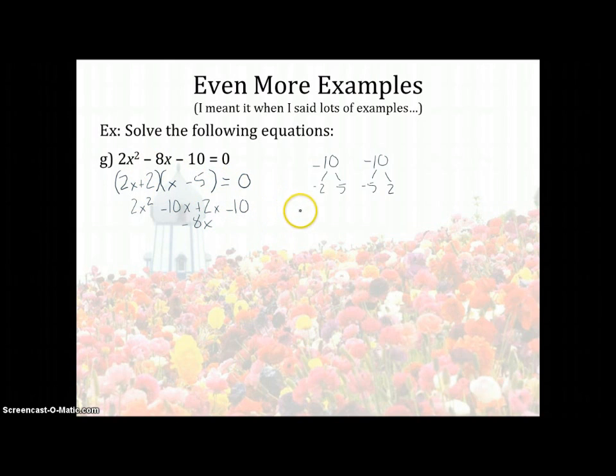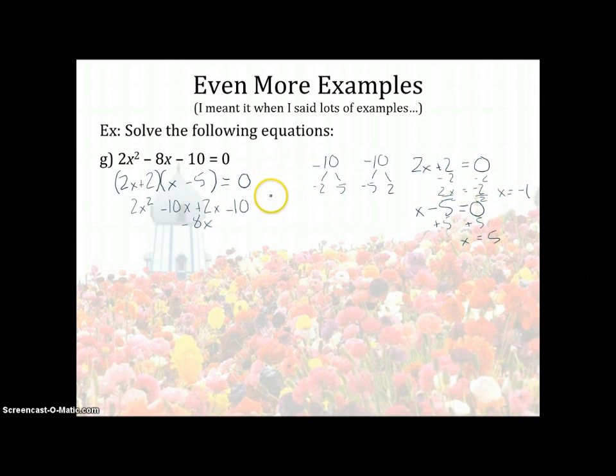We now need to solve 2x plus 2 is equal to 0, and we also need to solve x minus 5 is equal to 0. For this one, we can subtract 2 from both sides, get 2x is equal to -2, and then if we divide both sides by 2, we'll get x is equal to -1. To solve this one, it's a lot easier. All we need to do is add 5 to both sides, and that gets us x is equal to 5.